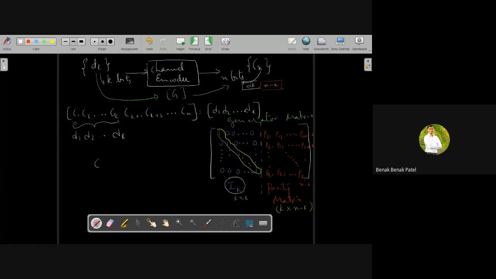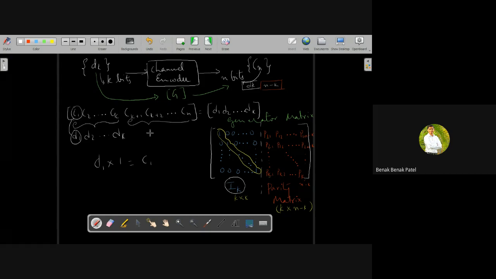Whenever I multiply something like d1 into 1, even though I'm trying to get the C1, C1 is as good as D1. So whatever I'm having at D1 gets directly reflected back at C1. This is what is happening because of this identity matrix. And this happens only till what size? Till CK size.